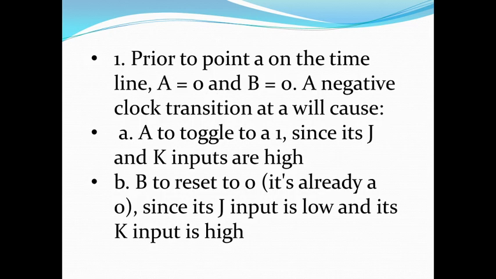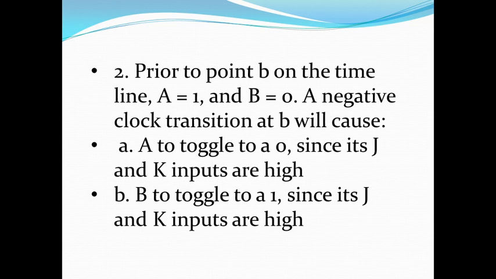Whatever I have discussed is written over here, and that I am reading here now. So prior to the point A on the timeline, A is equal to 0 and B is equal to 0. A negative clock transition at A will cause A to toggle to 1 since its J and K inputs are going to be high, and B to reset to 0. It's already reset, so it remains reset since its J input is going to be low and K input is going to be high.